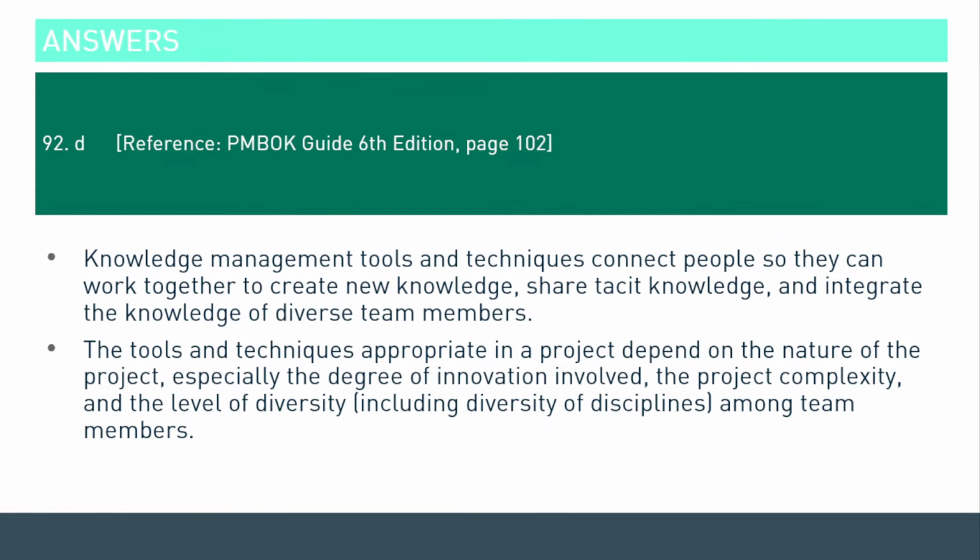So, the tools and techniques appropriate in a project depend on the nature of the project, especially the degree of innovation involved, project complexity, and the level of diversity, including diversity of disciplines among team members.